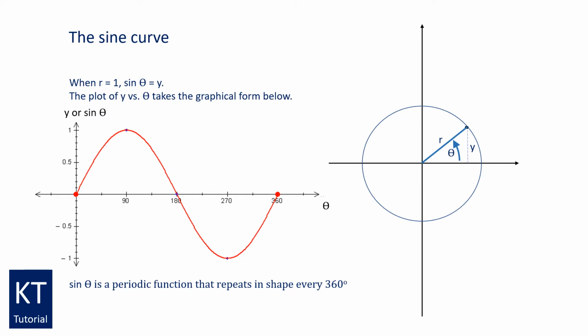Now, when r is 1, sine theta is equal to y. And if you were to plot a graph of y versus theta, which is really sine theta versus theta, it will take the graphical form as shown below, where sine theta is a periodic function that repeats in shape every 360 degrees.